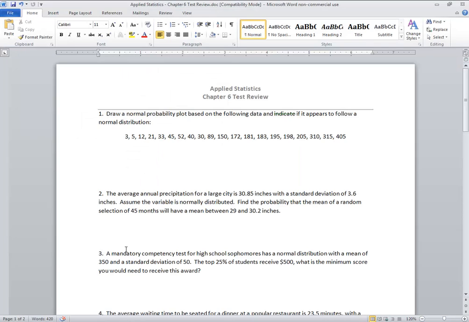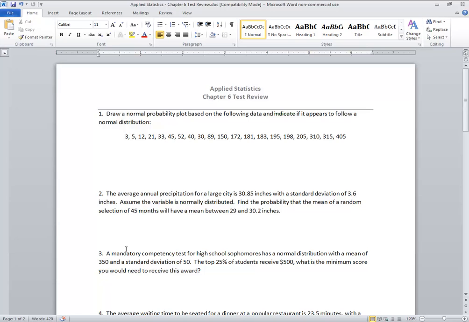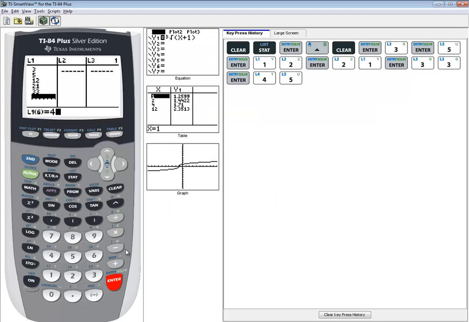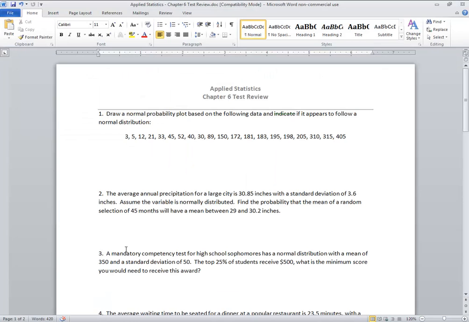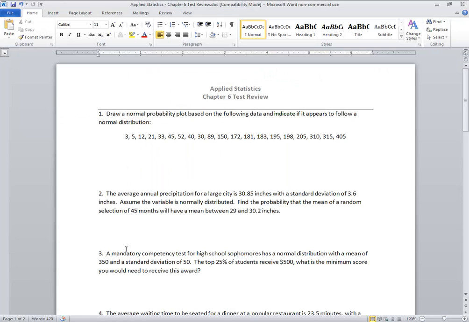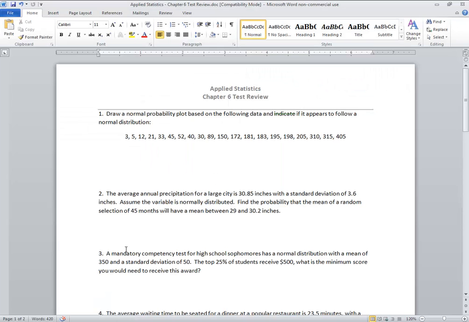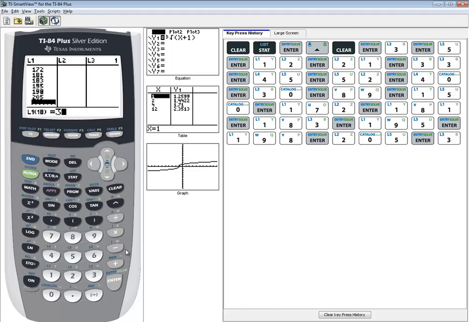Then we got 3, 5, 12, 21, 33, 45, 52, 40, 30, 89, 150, 172, 181, 183, 195, 198, 205, 310, 315, and 405.